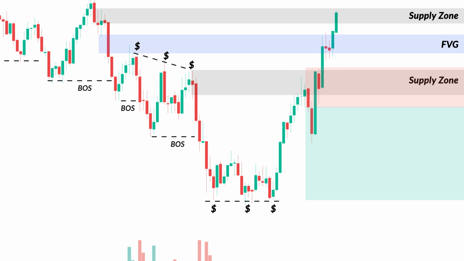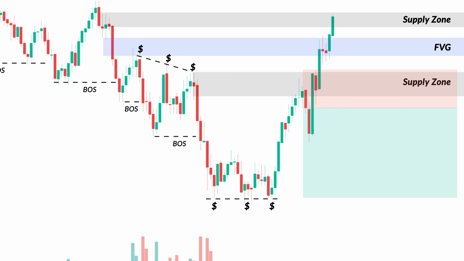The buy-side liquidity above the supply zones has been collected. The fair value gap has been mitigated. The market has removed the obvious reasons to continue moving higher. So where is the price likely to go next? The next logical objective becomes the sell-side liquidity resting beneath the previous lows. This is exactly the kind of higher time frame confluence we're looking for.